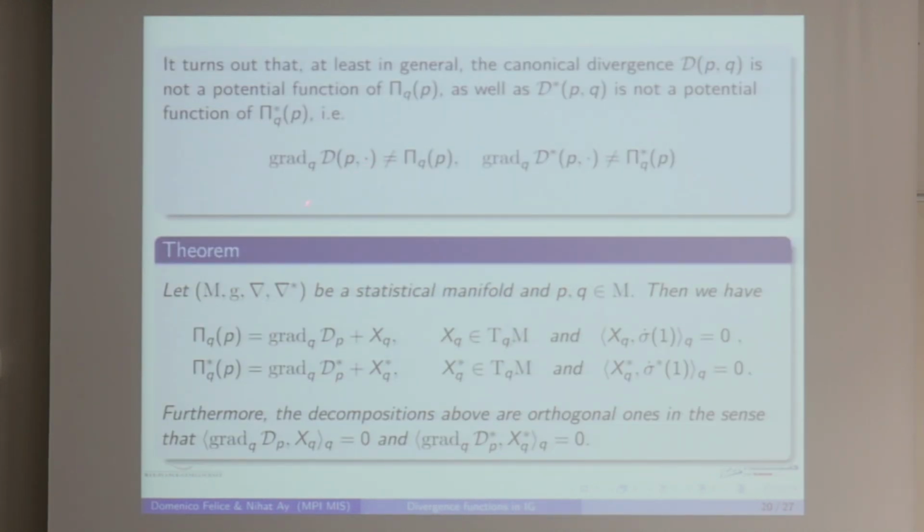Unfortunately, it's not always true that the gradient of D is pi and the gradient of D star is pi star. The best that we obtained is this relation. We have an orthogonal decomposition of pi in terms of the gradient of D and a vector that is orthogonal to the nabla geodesic velocity vector. And pi star is decomposed orthogonally in terms of the gradient of D star and a vector that is orthogonal to the nabla star geodesic velocity.